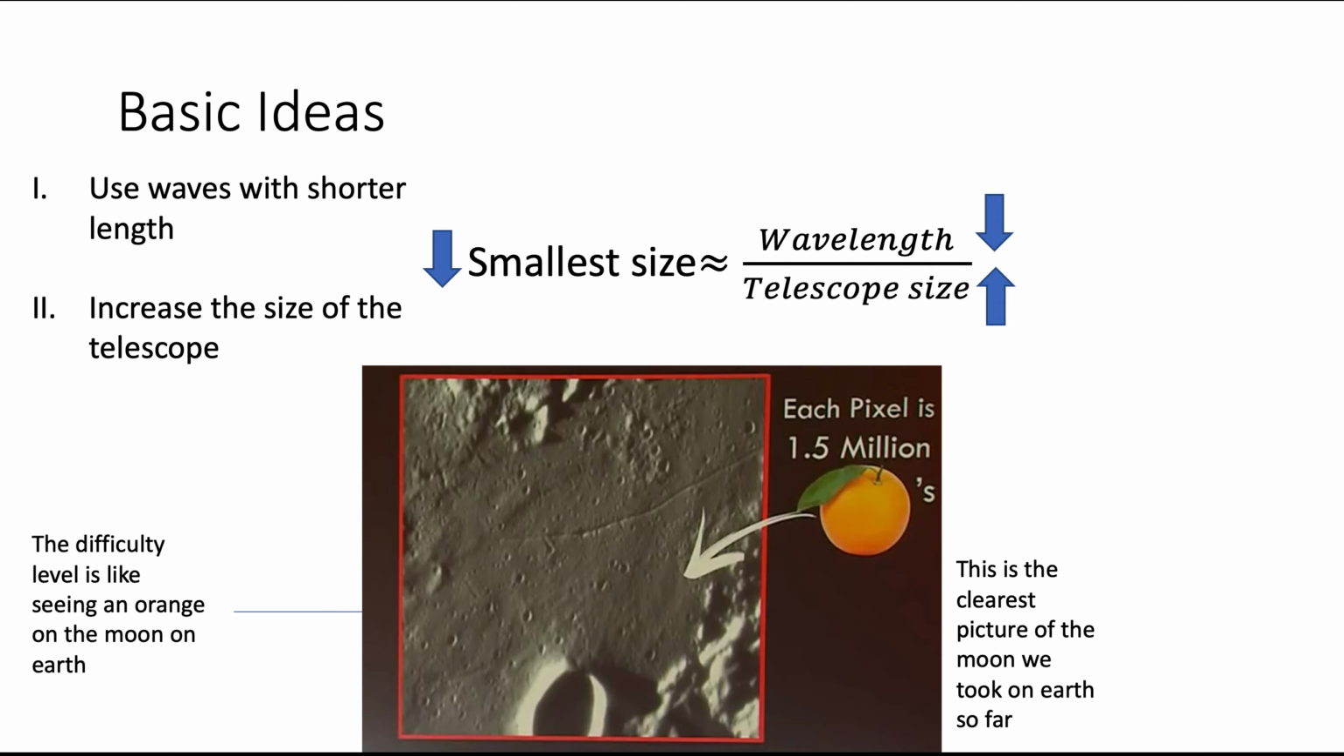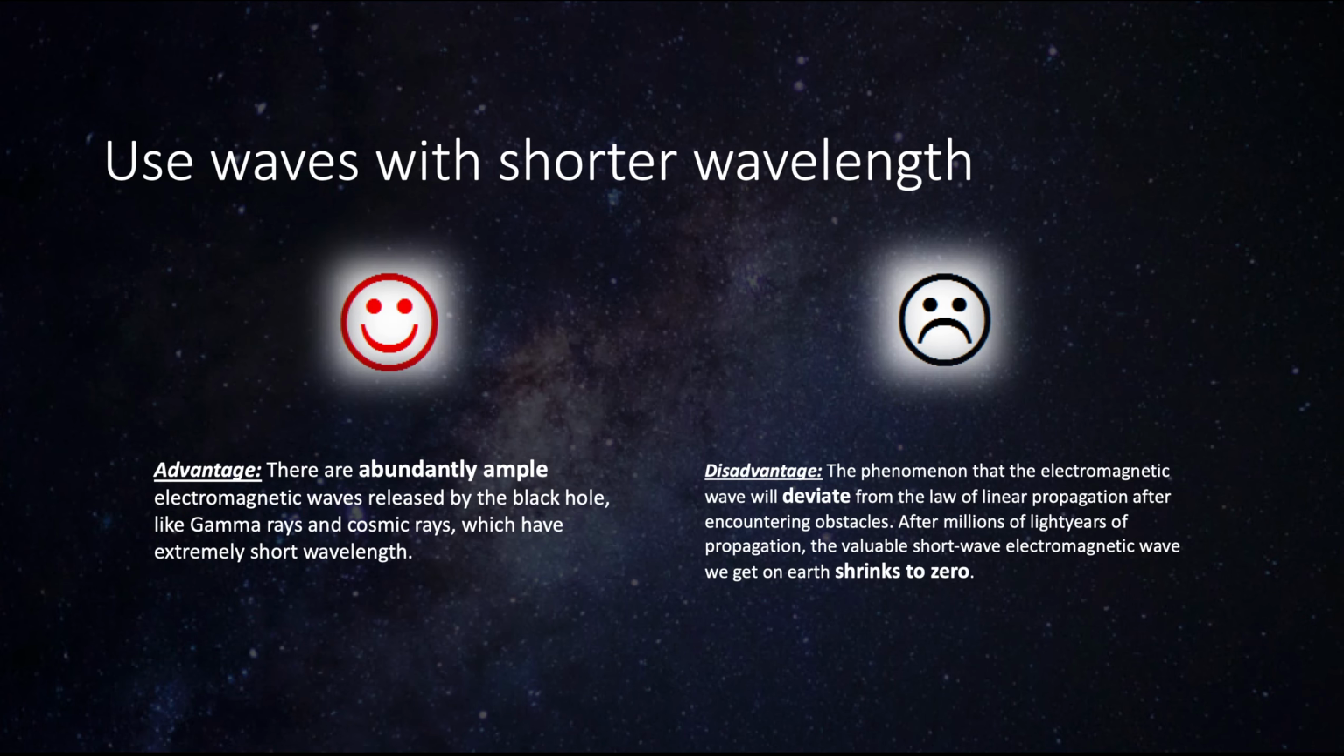First, let's describe how difficult it is to observe a black hole in the center of our galaxy. The difficulty level is approximately like seeing an orange on the moon from the Earth. So, why is using waves with shorter wavelengths not practical? Of course, there are disadvantages and advantages.